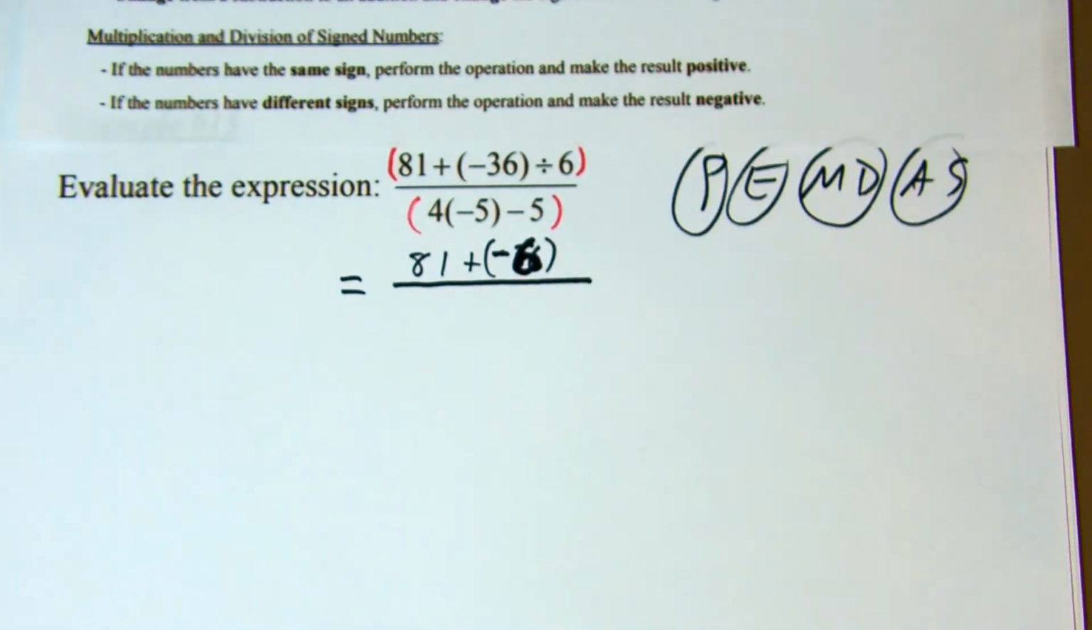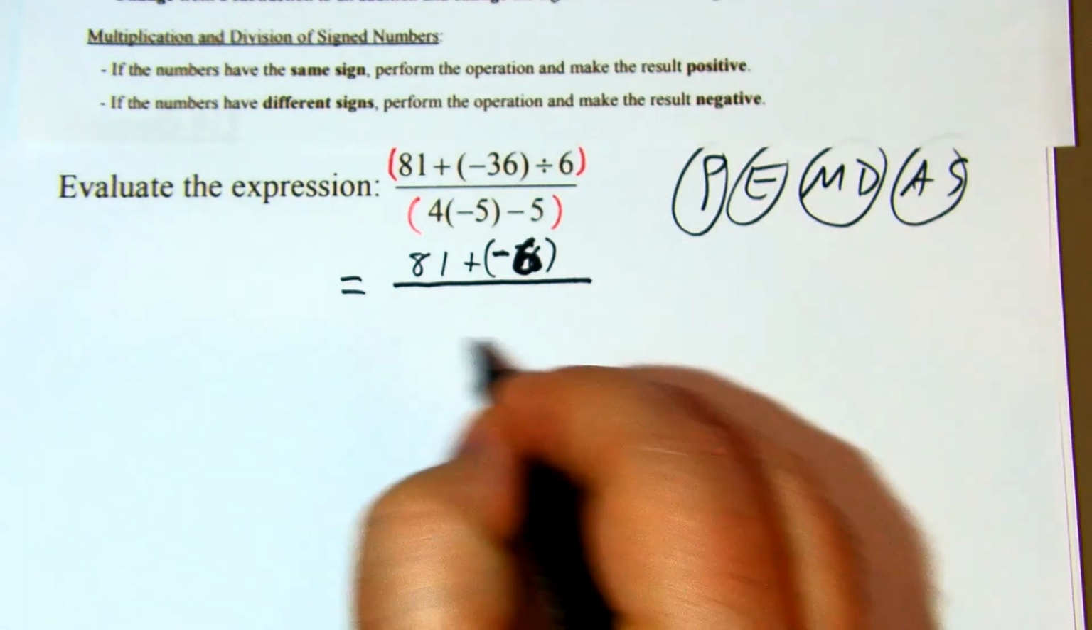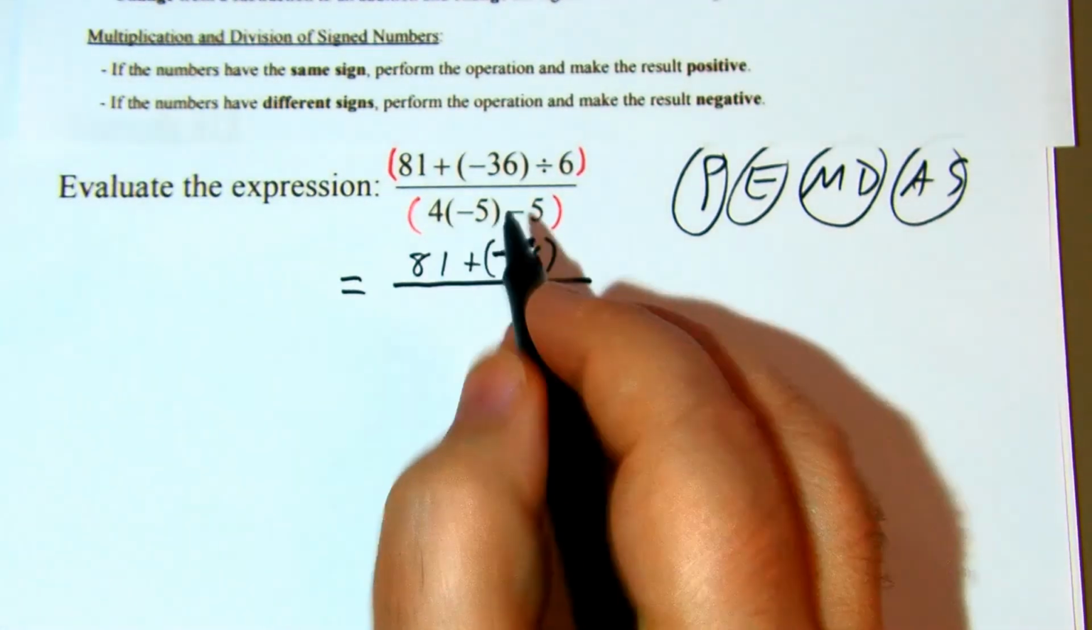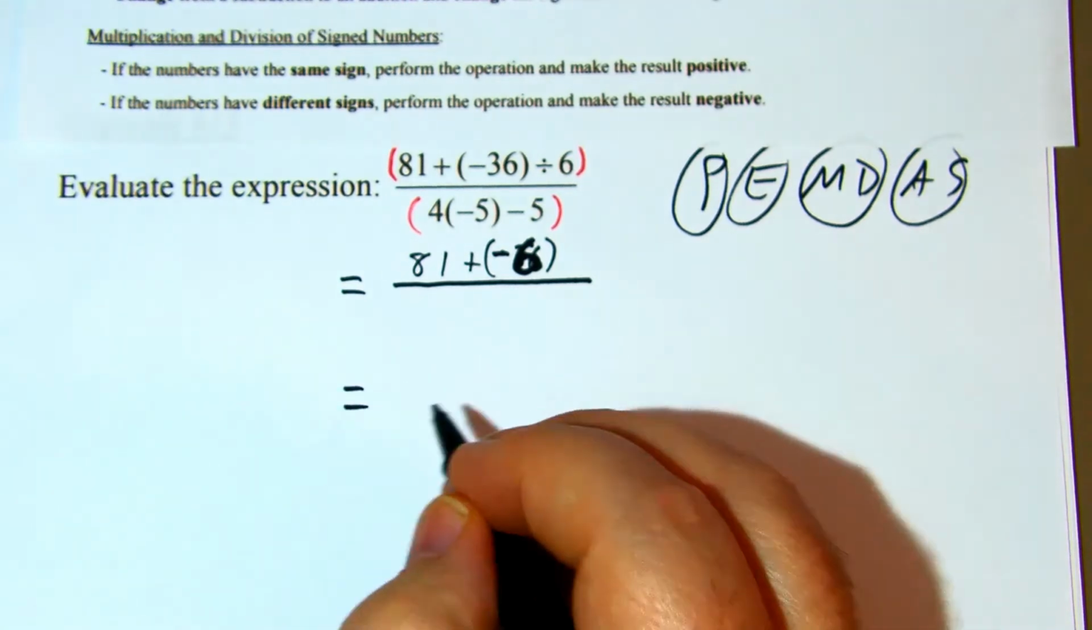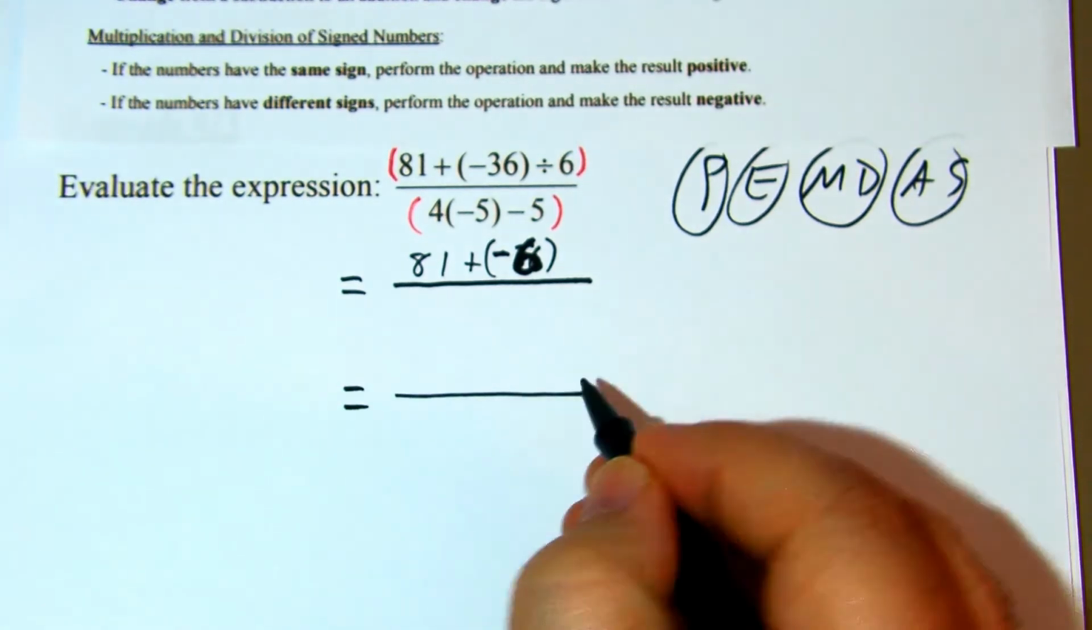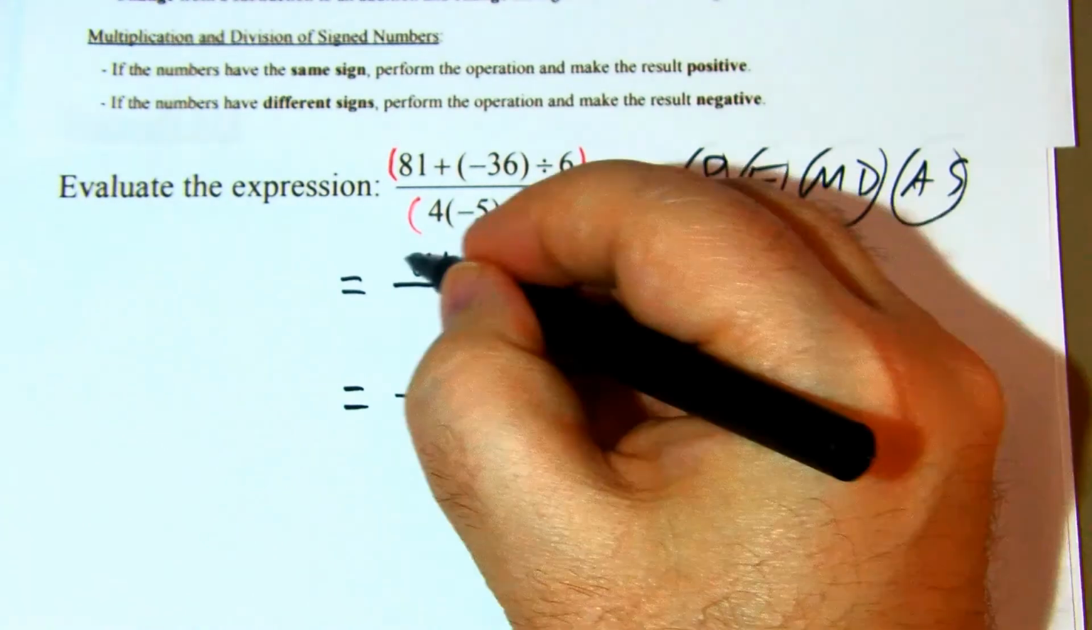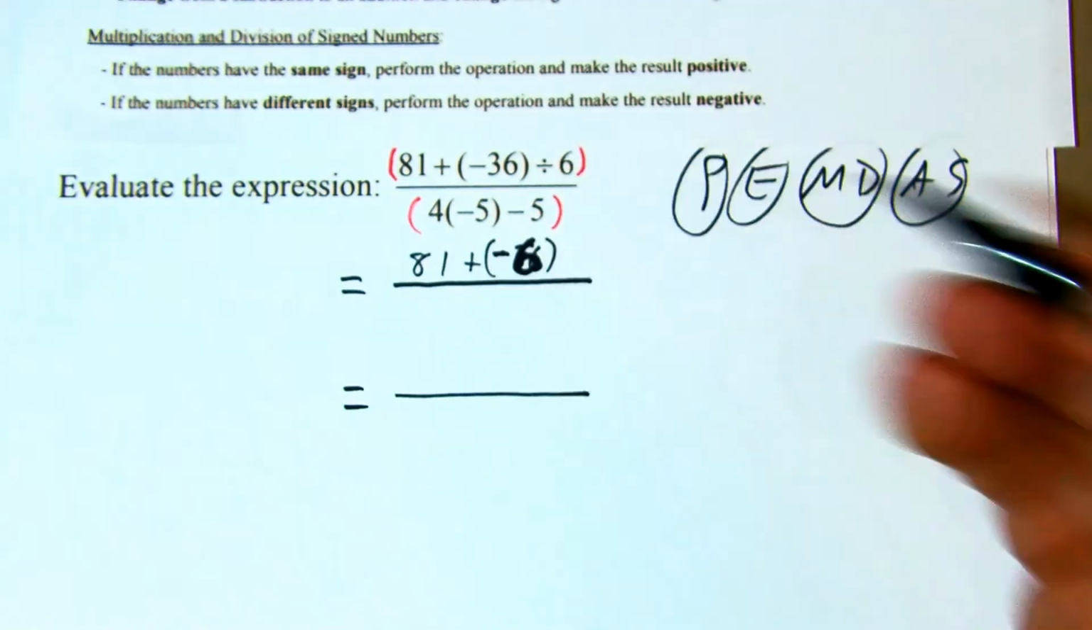Okay. And now I'm going to let the bottom just go for now. I'm going to come back to it later. So just leave room to do it, and leave yourself enough space when you come down to be able to fit that in later. But we're going to do the 81 plus the negative 6.